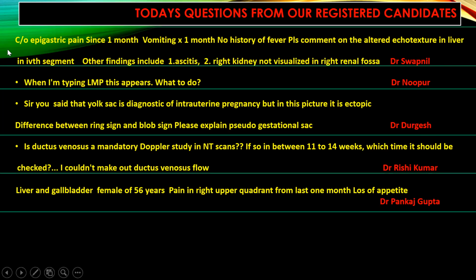Now Dr. Durgesh is posting: sir, you said that yolk sac is diagnostic of intrauterine pregnancy, but in this picture, the confusion arises. It is ectopic. Second question, what is the difference between a ring sign and a blob sign? Please also explain pseudo gestational sacs. So there are actually 3 to 4 questions posted by Dr. Durgesh, which I will elaborate in detail.